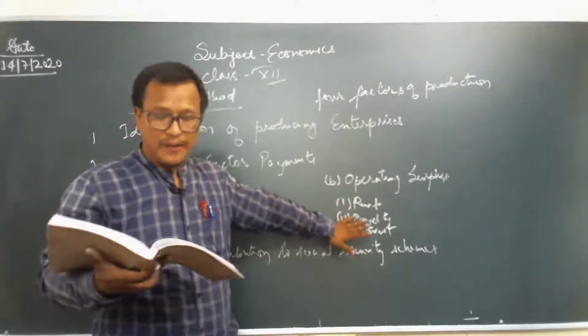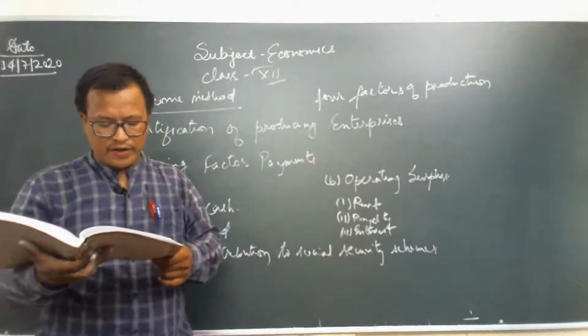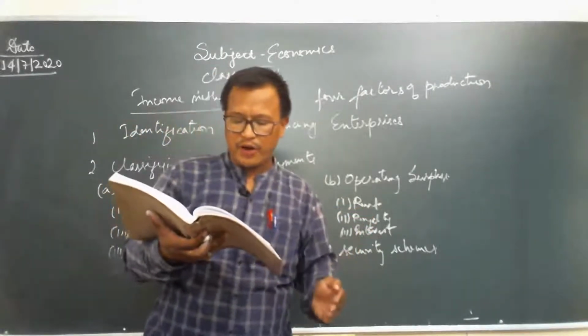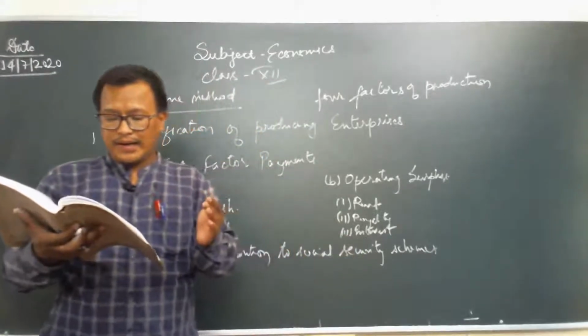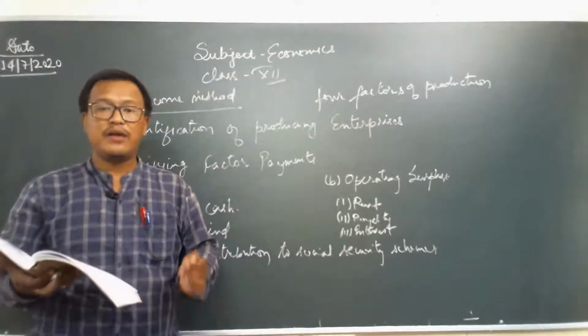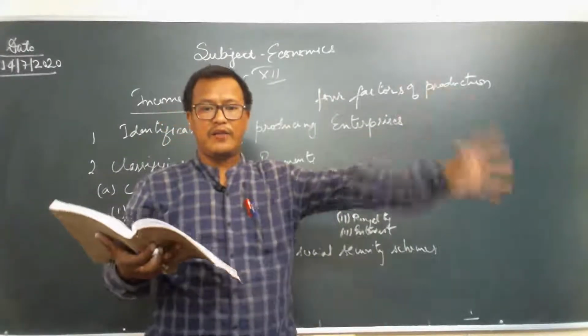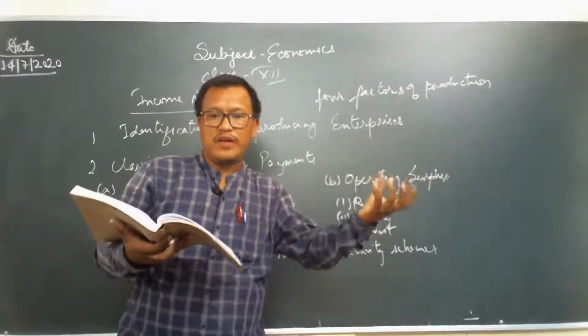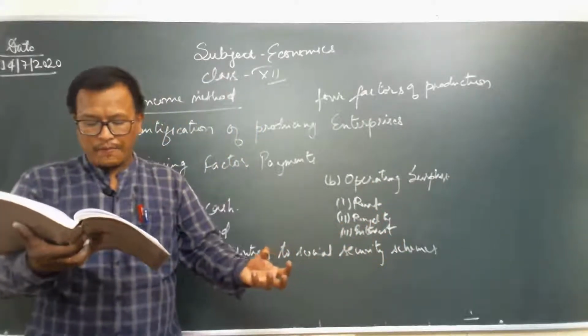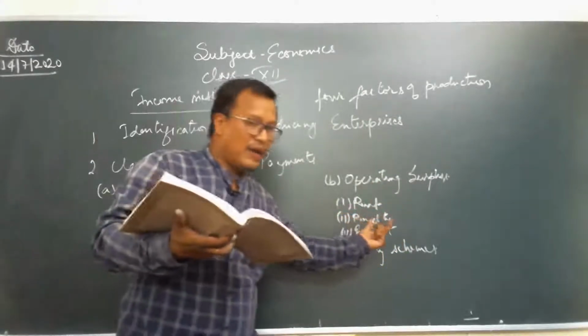Second is royalty. Royalty refers to income generated from granting lease right and copyright. So let's say I've given a land on lease for 25 years. So for 25 years the lease has been paid to me. So from that you get royalty.